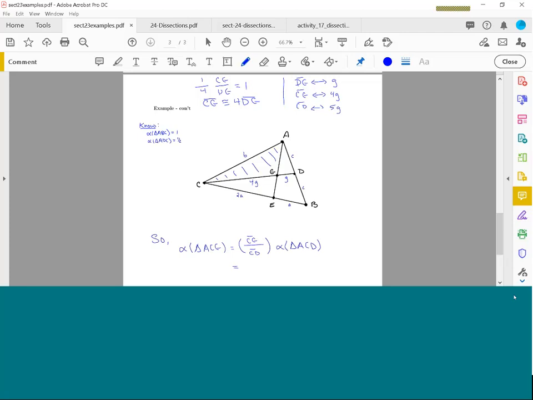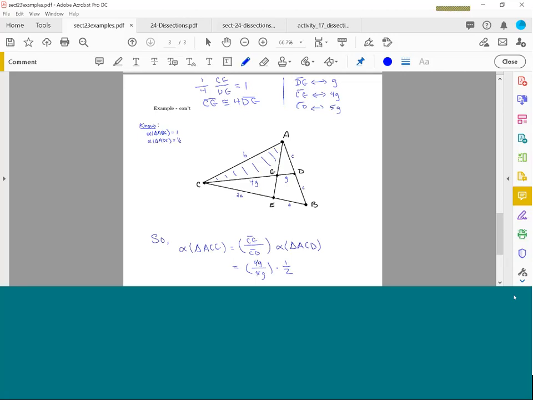We're now at the point where we plug in. Well, we still have this fraction we need to worry about. But we know from previously that the area of that upper half triangle was simply going to be 1/2. So when we put this all together, we then pull the things we just found. So C to G we found was 4G, and C to D we found was 5G.